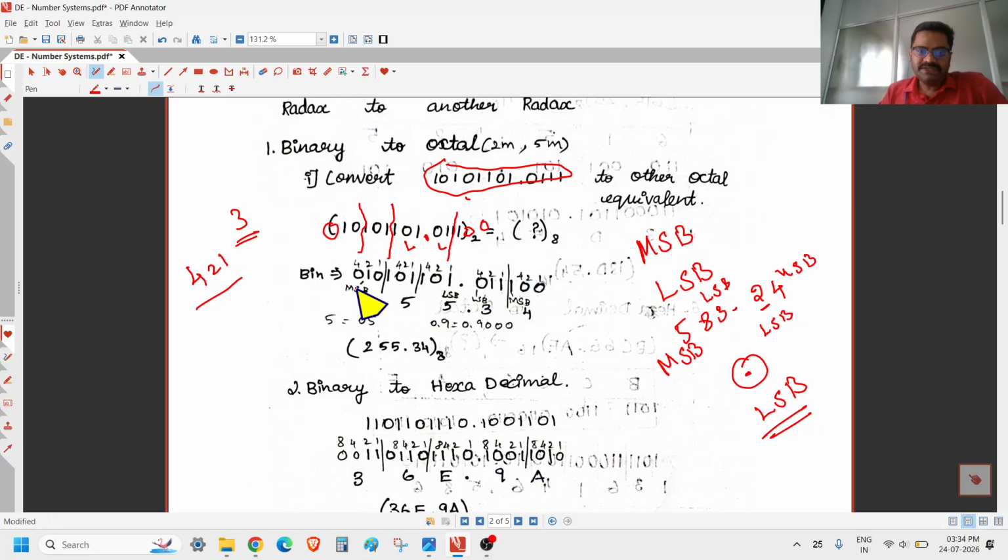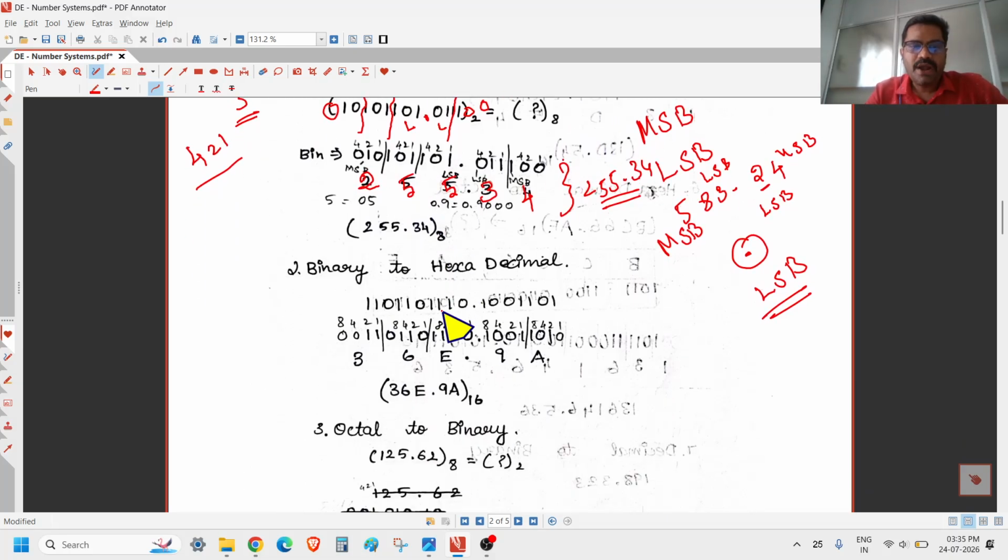It is very easy. You can see 0 1 0 means what? 2, right? So this is 2, and 101 means 4 plus 1, 5. So 5, and this is also 5, then 34. So the answer is 255.34, right? So this is how you have to convert a binary number into an octal number.